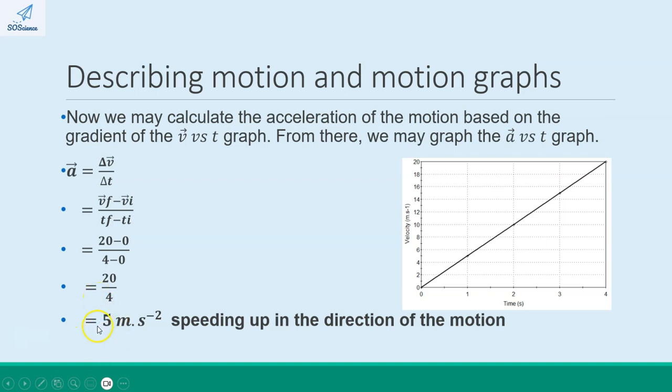Now note that we got a positive answer. A positive acceleration answer means one of two things. It either means speeding up in the positive direction or slowing down in the negative direction. In this case, clearly the car was speeding up in the direction of the motion. So a plus and a plus makes a plus.